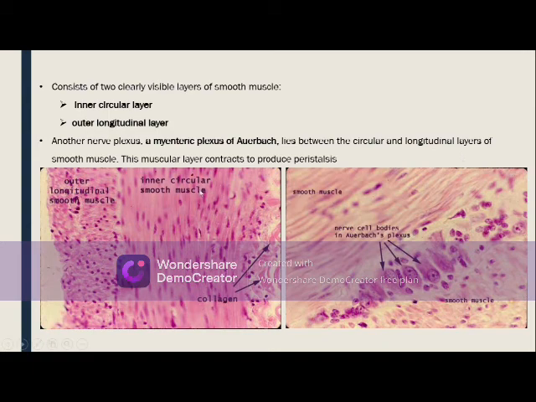Here you can see the inner circular smooth muscle and the outer longitudinal smooth muscle. And in between those, you can see the nerve cell bodies of the Auerbach plexus.